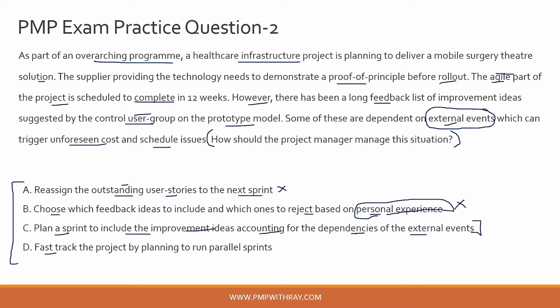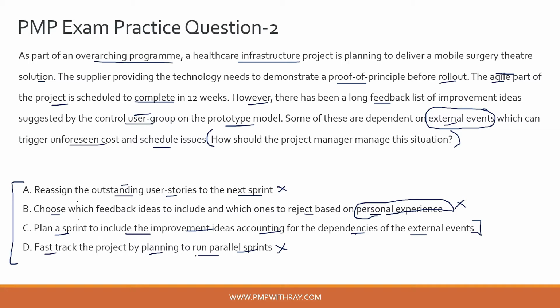Option D, fast track the project by planning to run parallel sprints. Now, this is also incorrect, guys, and the reason is quite simple: once you do fast tracking, there is obviously a higher cost involved. Also, the scenario doesn't give enough confidence that just by running parallel sprints, you will be able to resolve the issues or queries of the control user group, take the improvement ideas into consideration, and also account for the external dependencies or events. So this looks like quite a long shot option to me, and that is why option D is incorrect as well.